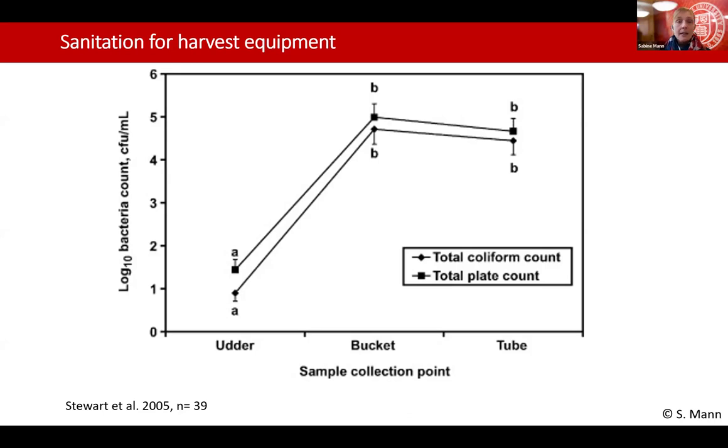And then they didn't actually find much additional contamination when they were feeding colostrum through an esophageal feeder or a tube system. They really contributed most of the contamination through the bucket system. And so this just reminds us that we need to sanitize and clean our colostrum harvesting equipment the same way, the same precise process that we will be using for all of our milking equipment.